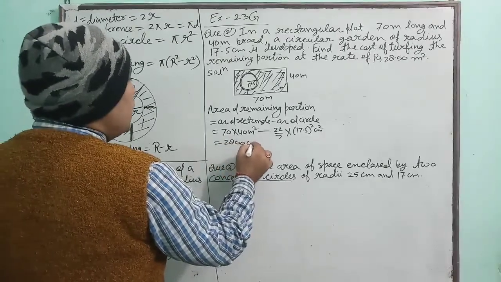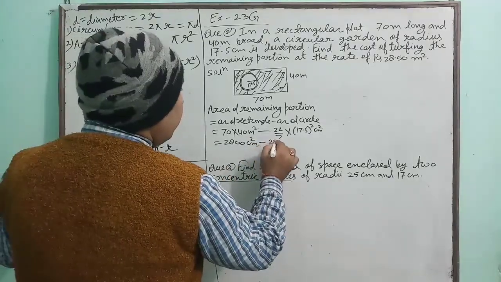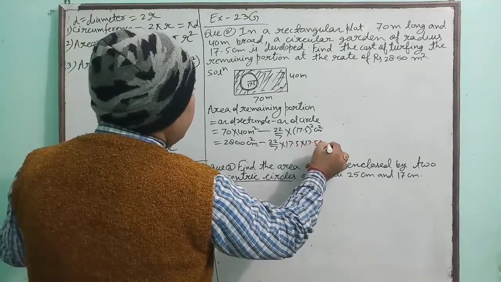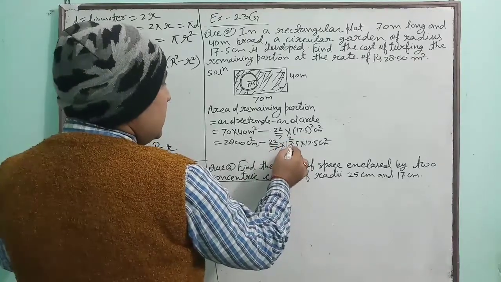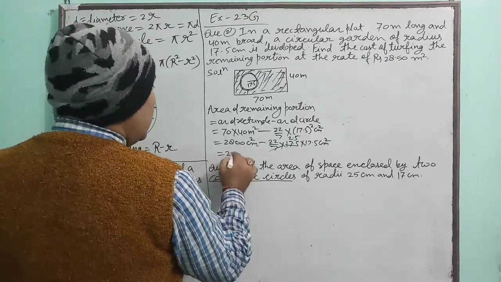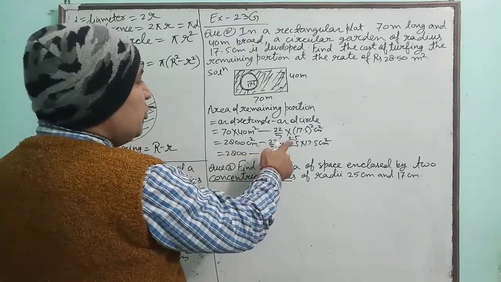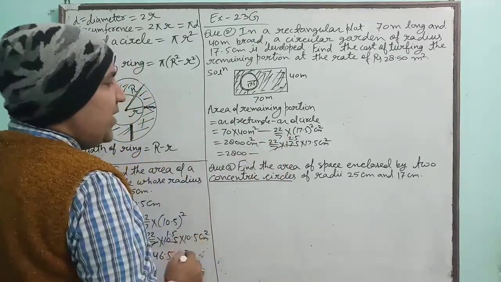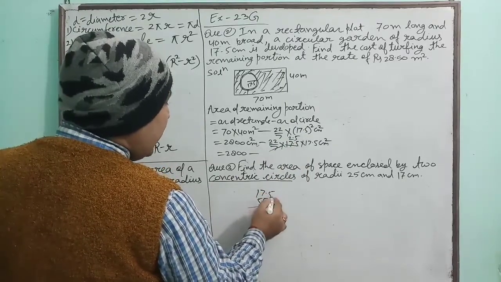This is 2800 meter square minus, when 7 divides 17.5, 2.5 is coming. Now 2800 minus 22 into 2.5, 55. 22 into 2.5, 55. When 55 is multiplied by 17.5, see?